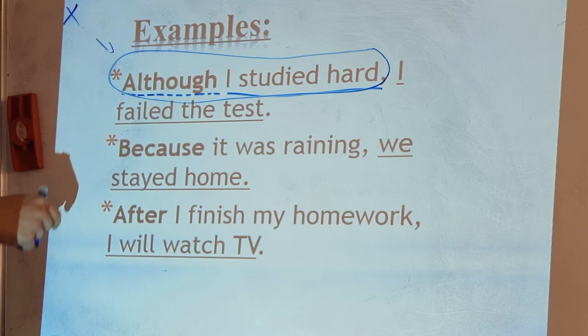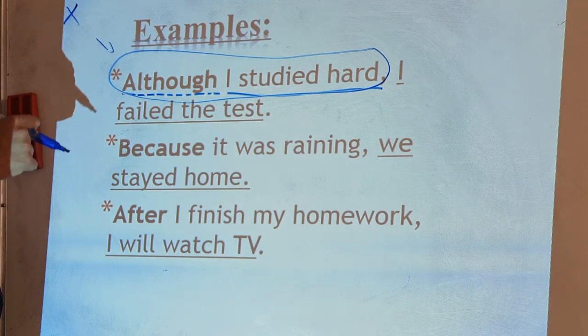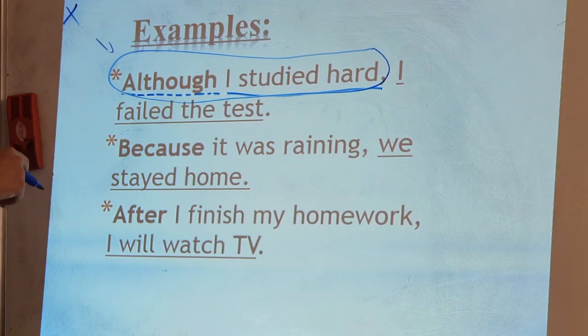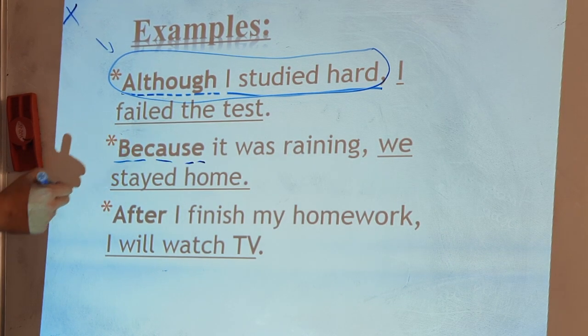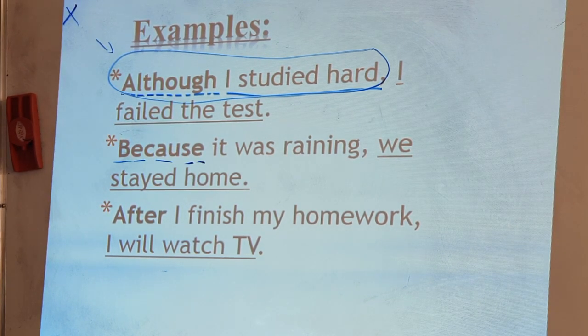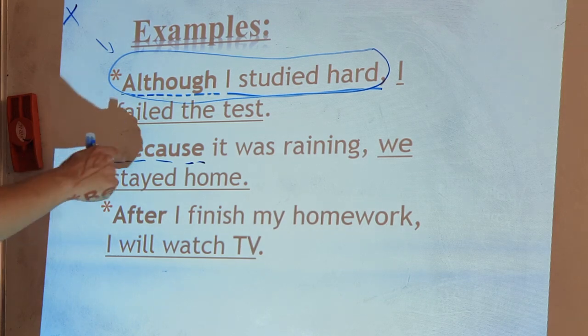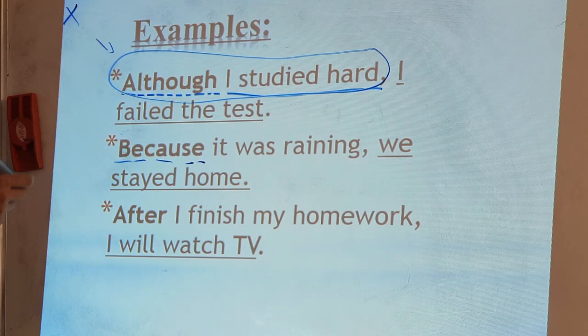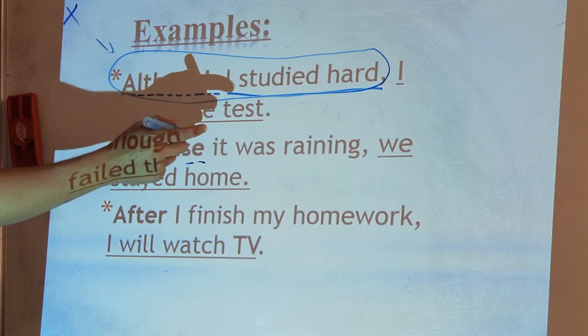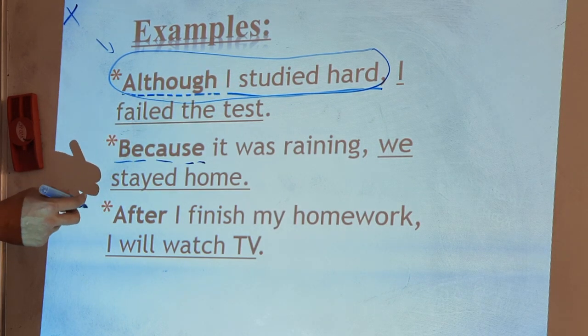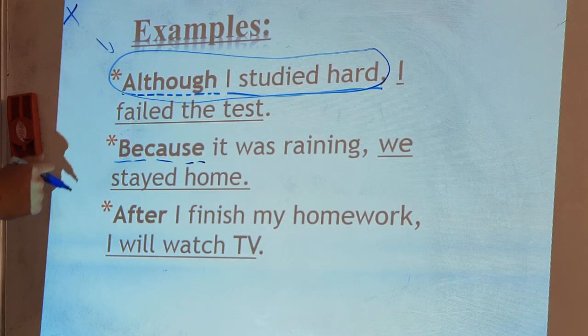It is the same case for the second example. When I say, because it was raining, we stayed home. Because it was raining, we stayed home. Because is our subordinating conjunction. Because it was raining is the dependent clause, and we stayed home is our independent clause. However, be careful.